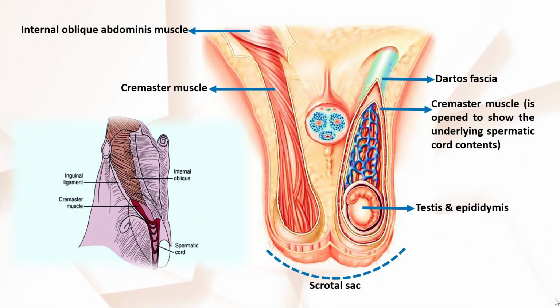The animation depicts the origin of the cremaster muscle fibers, which surround the spermatic cord and testis, from the internal oblique abdominis. When you strike an area of skin that is innervated by the genitofemoral nerve, immediately the cremaster muscle contracts. As a result, the testicles are brought to the level of the inguinal canal superficial ring.